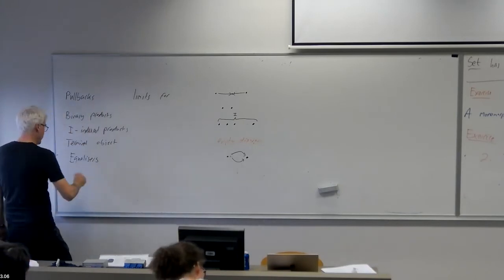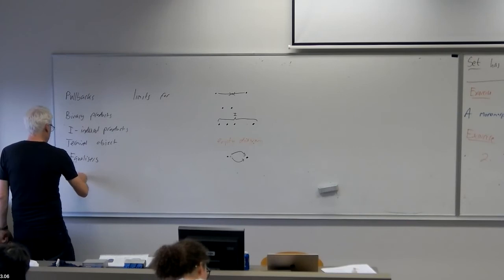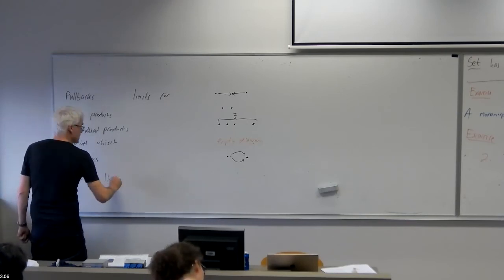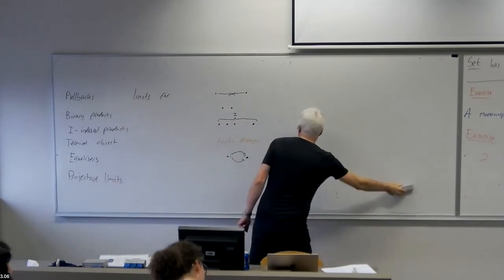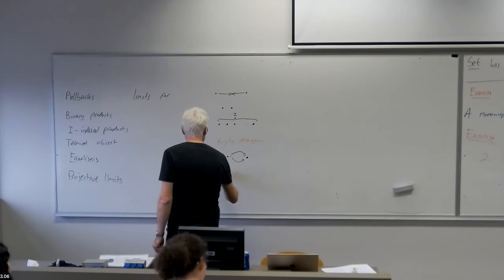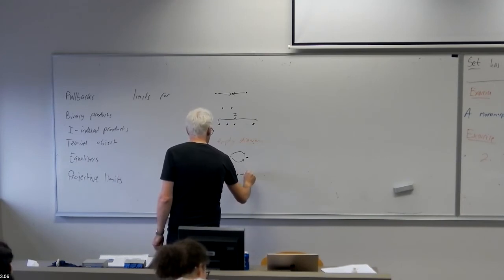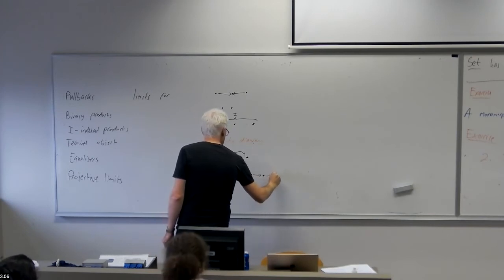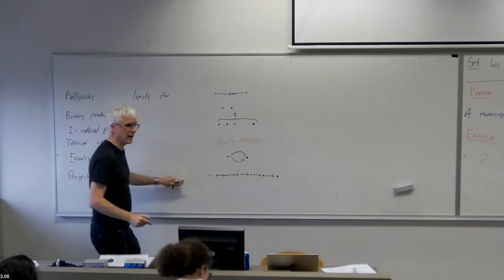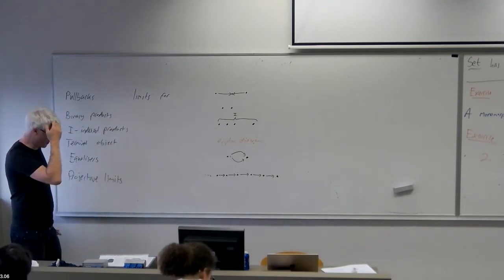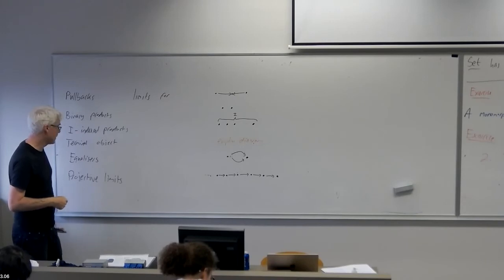Another one that I cover in the notes that I don't want to do in the lecture is what are called projective limits. And this is a limit for a diagram shape where you have an infinite sequence of morphisms extending to the left. Okay, but I'm not going to do that in detail in the lecture.